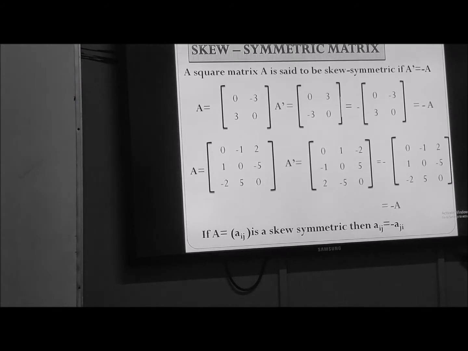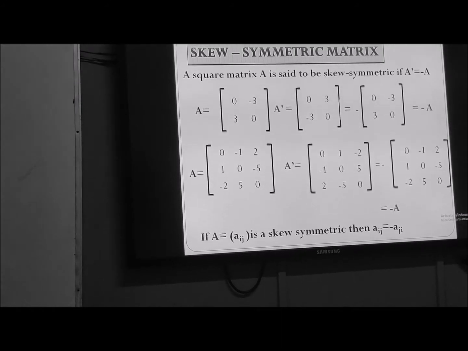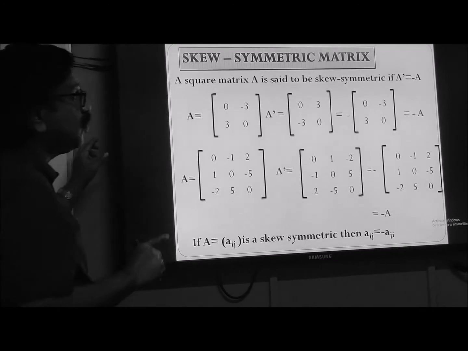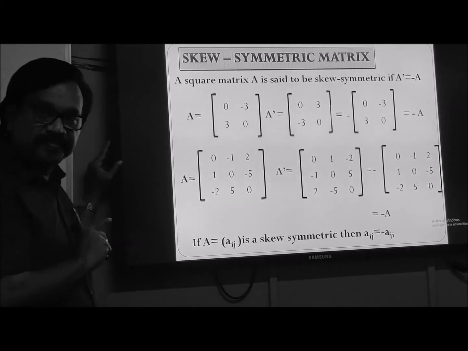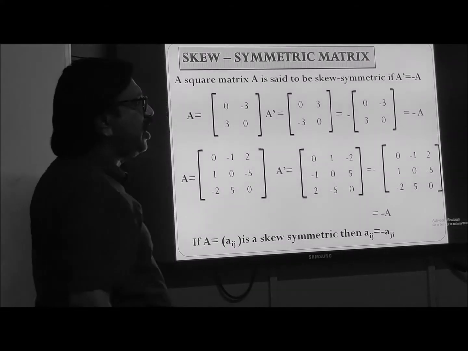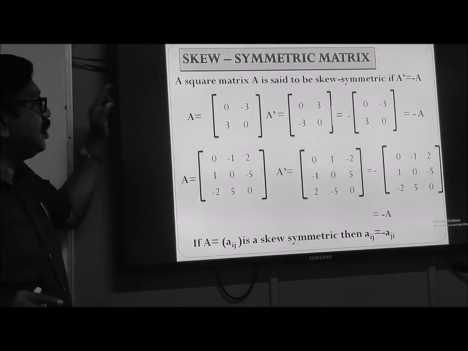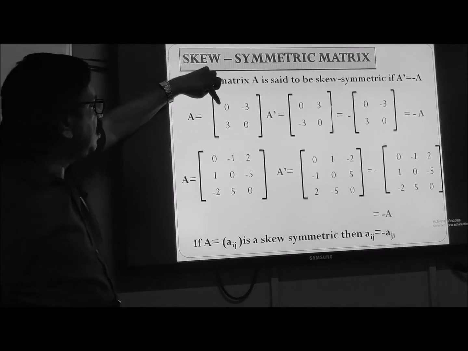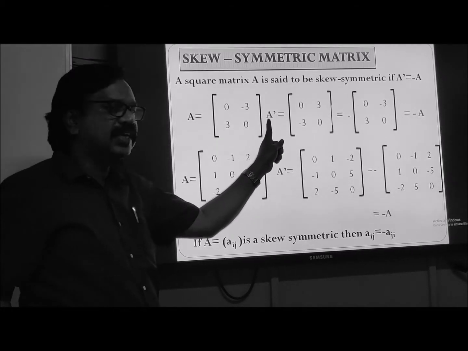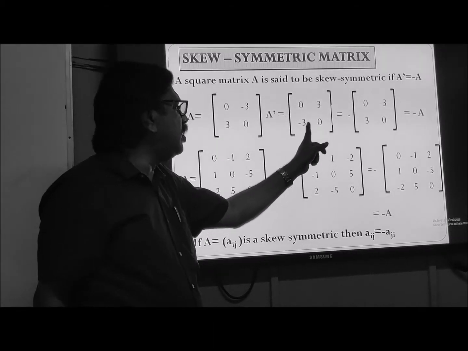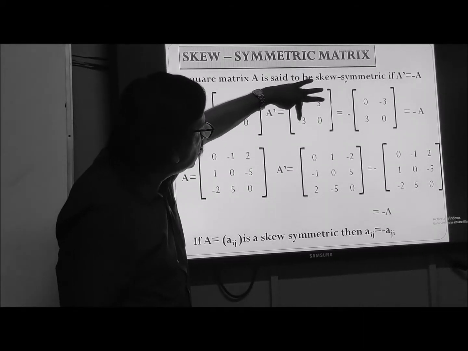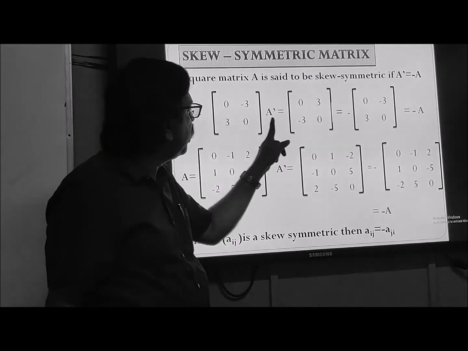Next, we can see what is skew symmetric. A square matrix A is said to be skew symmetric if the transpose of that matrix is minus of A. You see, a matrix is said to be skew symmetric if A transpose equal to minus A. You see, example here. If A is the matrix [0, minus 3; 3, 0], if you are interchanging the rows and columns, we are getting the transpose, [0, 3; minus 3, 0]. If you are taking one minus outside, then what will we get? [0, minus 3; 3, 0]. You see, that is minus of A only.